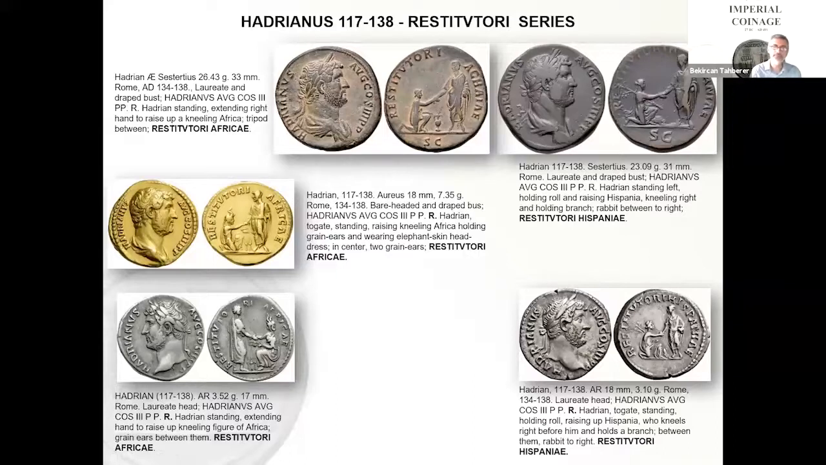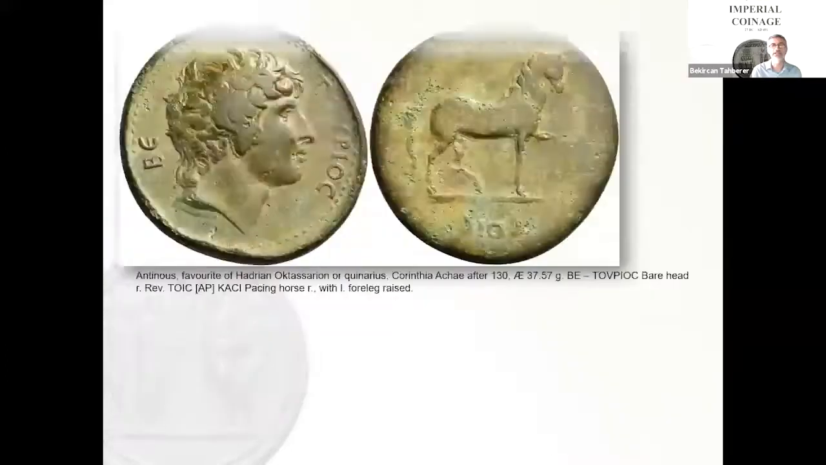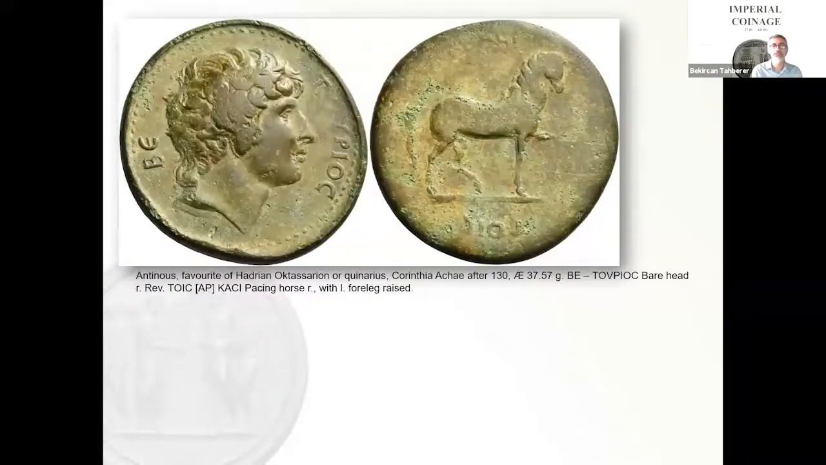And Hispania and Gallia. He does have other provinces. Apparently there is one for Cilicia, which I would be very interested in seeing. I read that it exists, but I just cannot see an example. During his time, his favorite, Antinous, is also depicted on coins, but mostly on medallions, probably after he was drowned in the Nile.